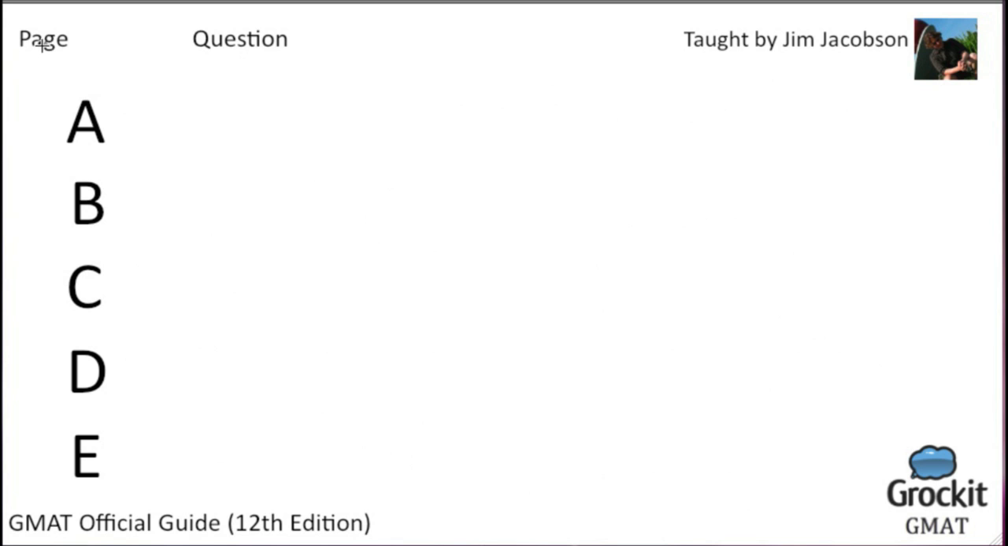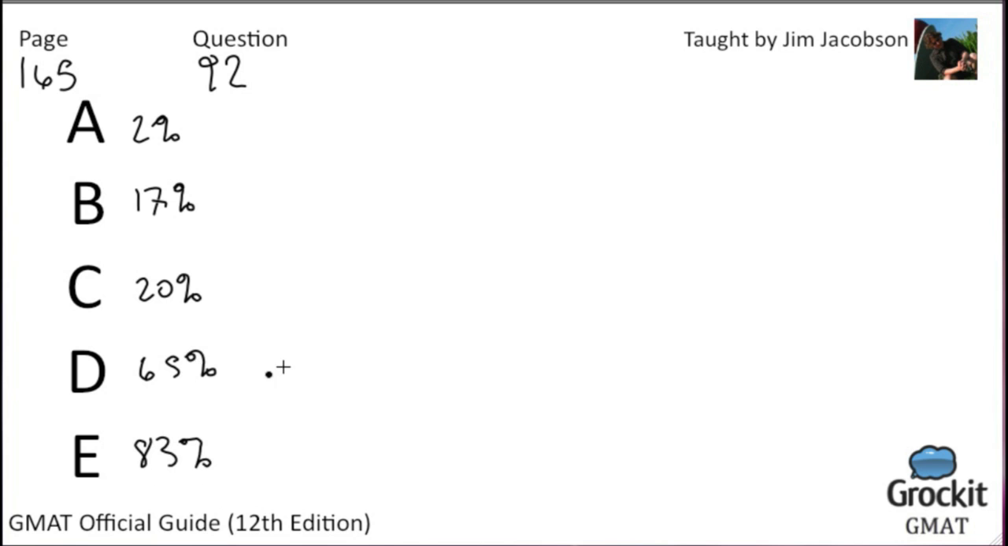Number 92, still on page 165. So we have 2%, 17%, 20%, 65%, and 83%. The good news is when answer choices are spread out by this much, all of these are fairly far apart. The difference between 2% and 17% is fairly large. 17 and 20 are pretty close, but then 20, 65, and 83 are all pretty far apart, which means that it will be harder for a small computation error to lead us to the wrong answer choice. Conceptual errors where we simply do the problem wrong are more likely to lead to the wrong answer choices on this one.